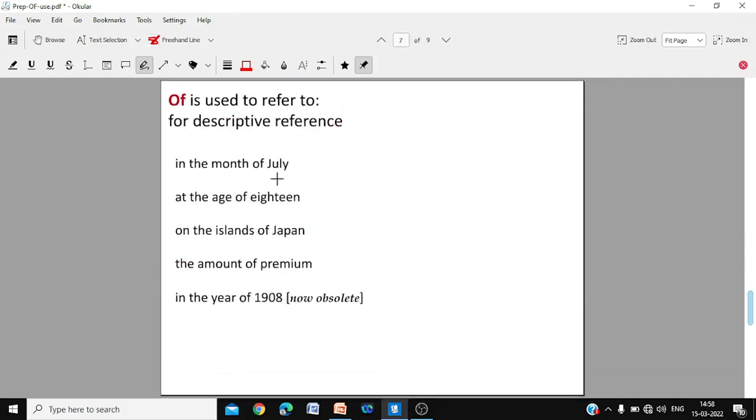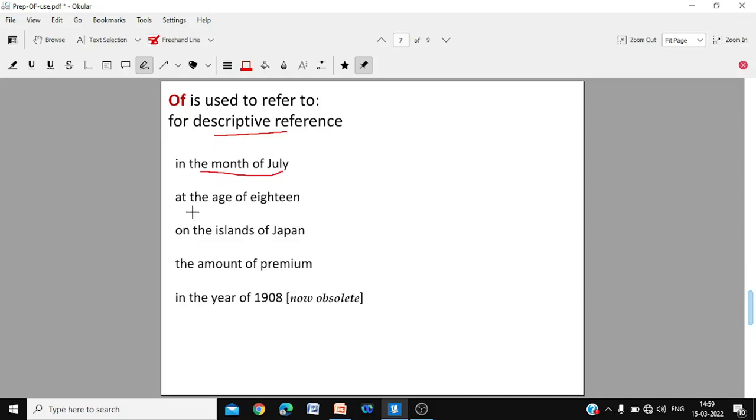Of is used for a descriptive reference. In the month of July, you can also say in July. You could have said in July. You are describing July as a month. July is a month, we can say in July. But you are saying in the month of July, you are describing it.